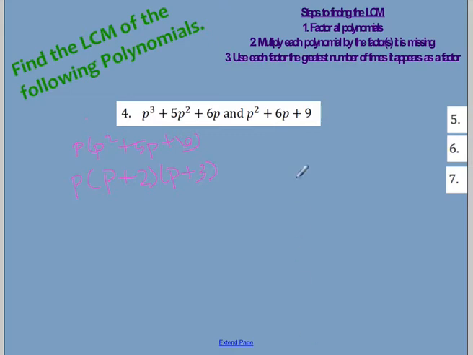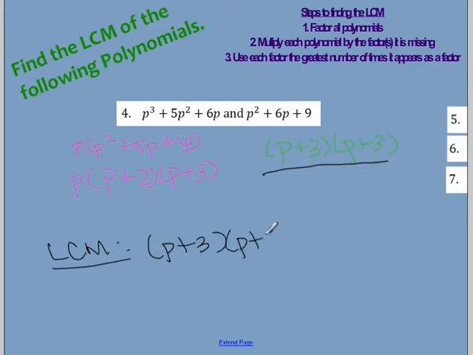Now I will go ahead and look at the other piece. I don't have a GCF here, so I can just go ahead right away. What multiplies to 9 but adds to 6? Well, plus 3 plus 3. So in this case, I have to pick the greatest. Well, this one has 2 p plus 3's, so I would write for my least common multiple, it's going to be p plus 3 times p plus 3.